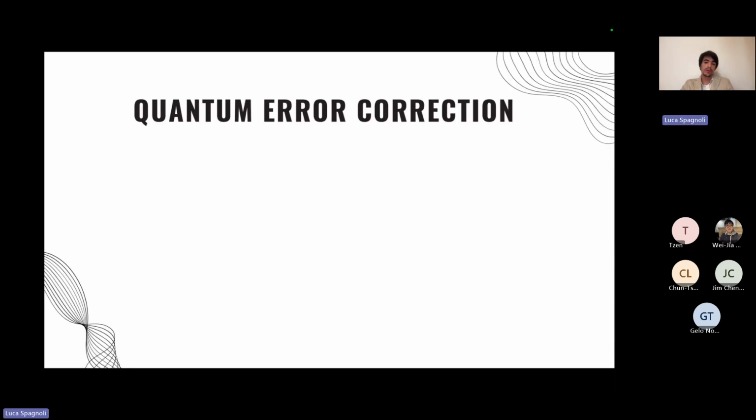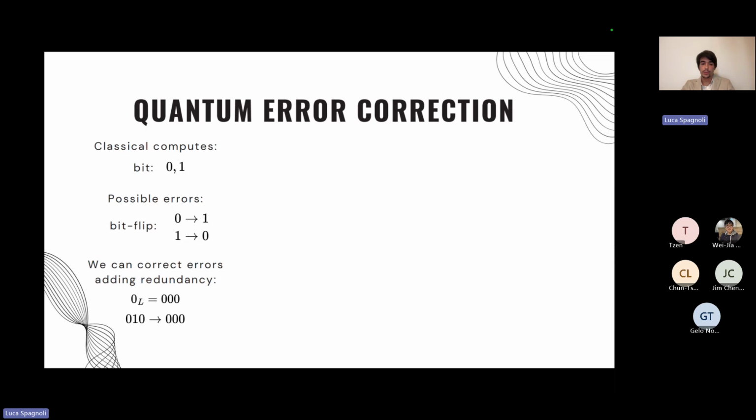Starting from quantum error correction, the basic ideas: classical computers have a bit as the unit of information that can be either 0 or 1. The possible error that can happen on a bit is the bit flip error that turns the bit to the other state. If the bit is 0, it turns it to 1, and vice versa. How can we correct this error? Again, the very basic idea is to use redundancy.